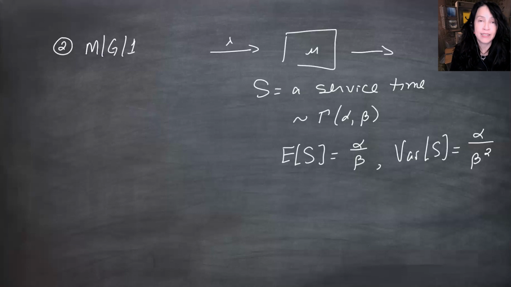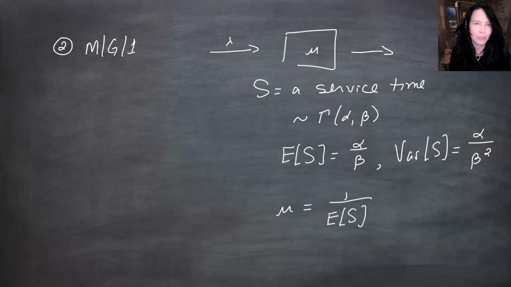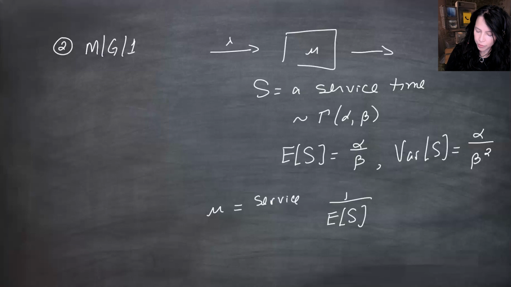Mu everywhere in statistics is a mean or an expectation, but in queuing, it's a rate. So mu is 1 over the expected service time. This is like the only time you'll see something like that, because mu is always an expectation or mean in statistics, but it's 1 over. It's supposed to be the rate. So let me put that in there. Here, it's the service rate. So we have that this is beta over alpha.